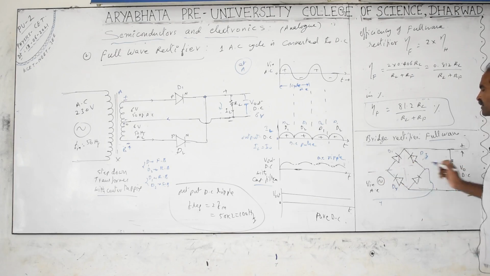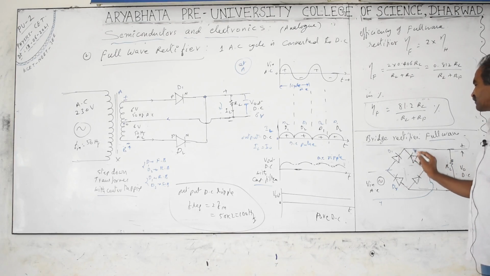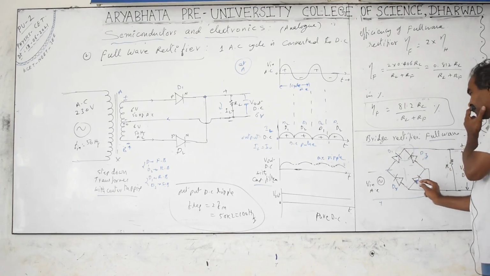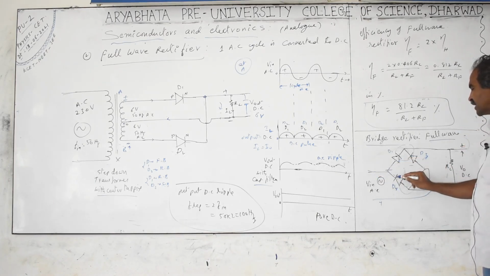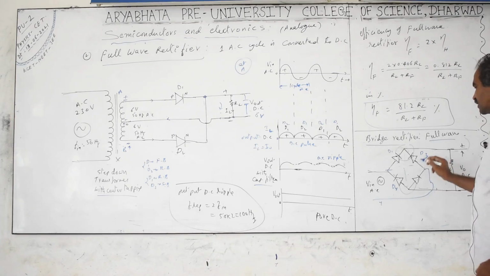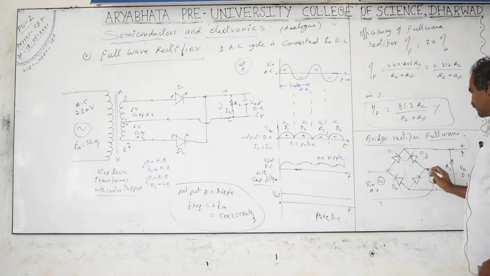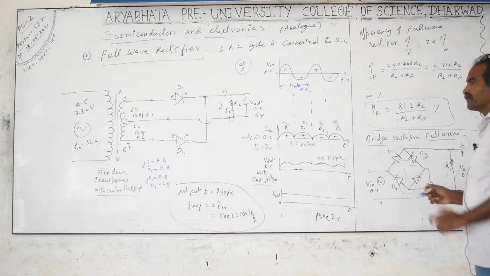Don't just remember it terminal by terminal. On the output positive side, you take the N sides of both diodes together. On the output negative side, you must have the P sides of the two diodes. On the input side, one is P and the other is N, PN. Here also, on the output side we have one P and one N, and on this side PN.